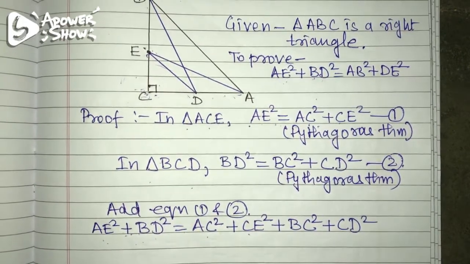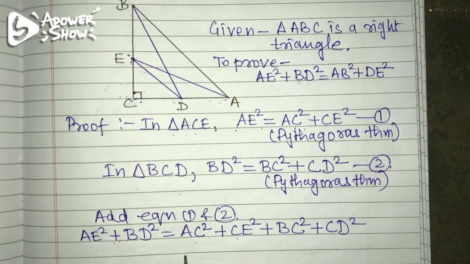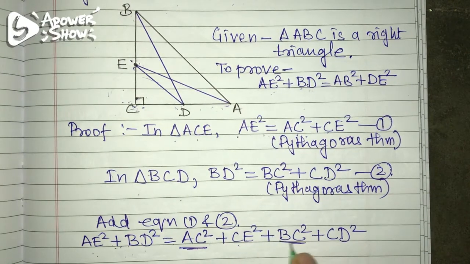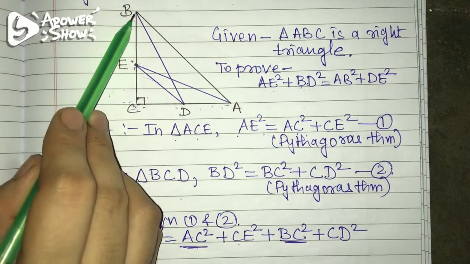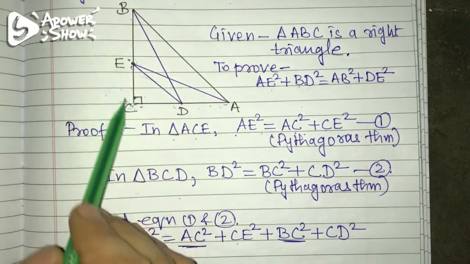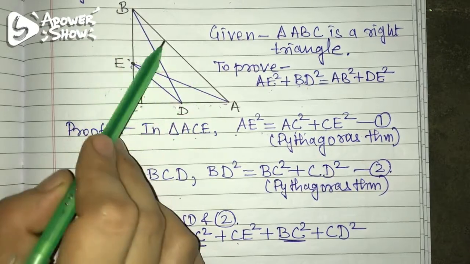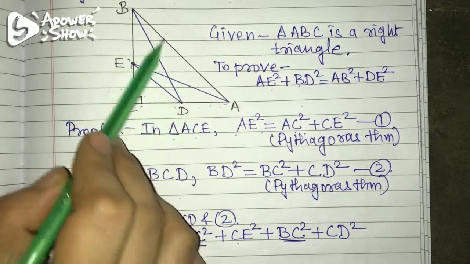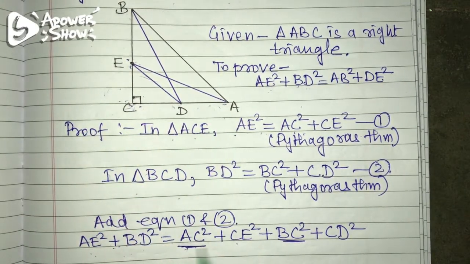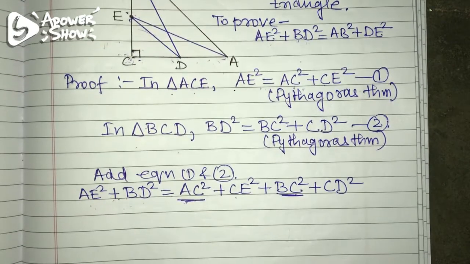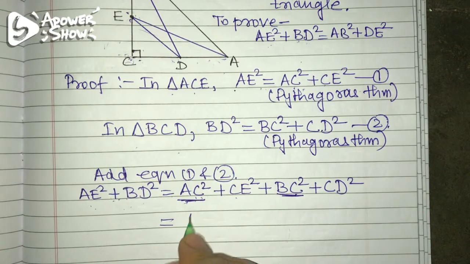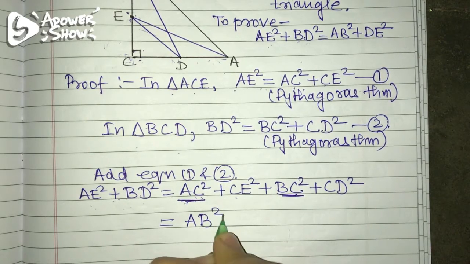So just look here, this AC square plus BC square. If I take this right triangle ABC, in this right triangle, this AB square, this is the hypotenuse of this triangle. So AB square equals to BC square plus AC square. So AC square plus BC square equals to AB square. So I can replace AC square plus BC square by AB square.